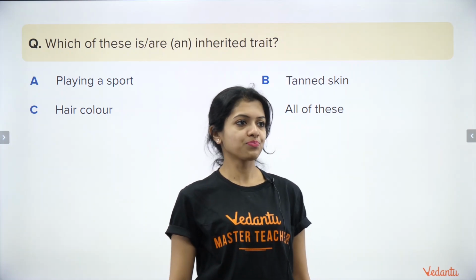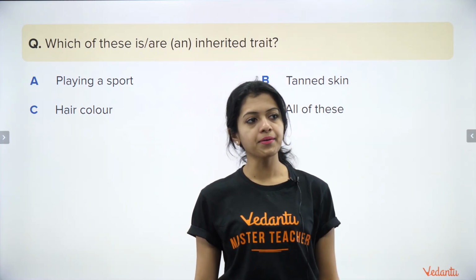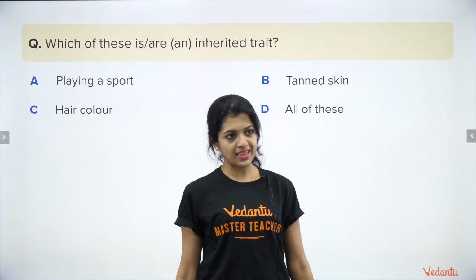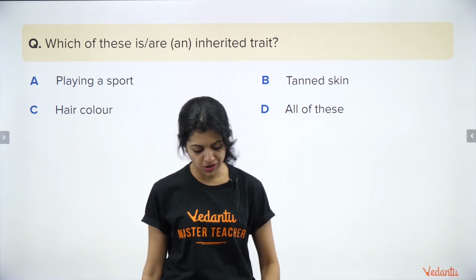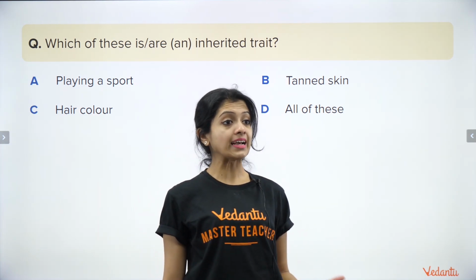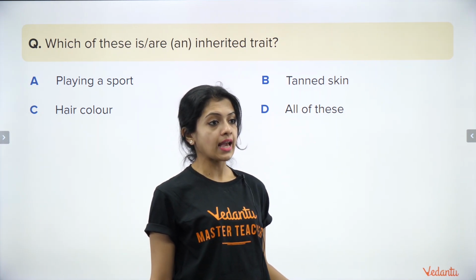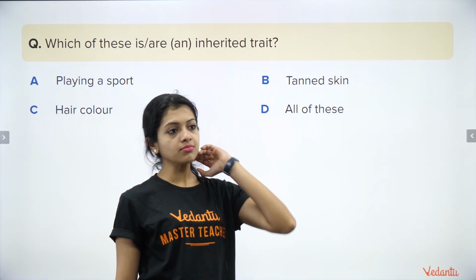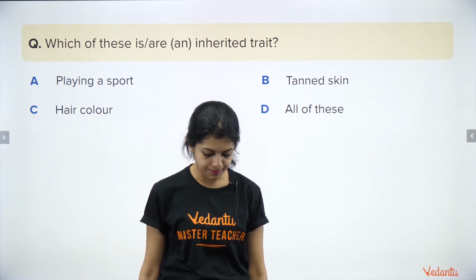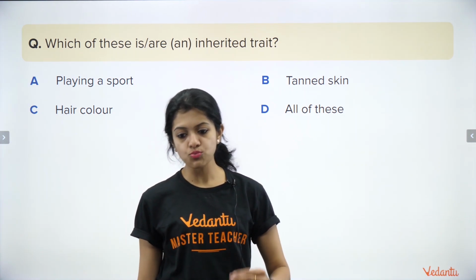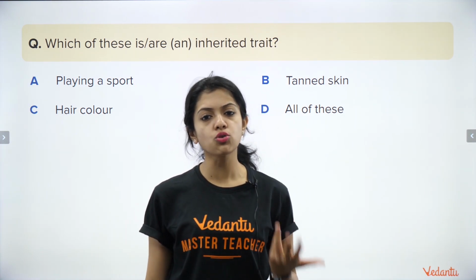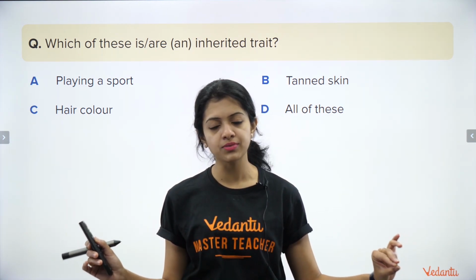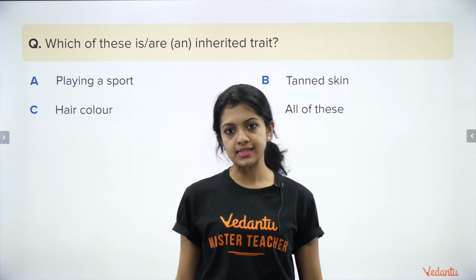Now, which of these is or are inherited traits? Is it playing a sport? Is it tanned skin? Is it hair color? Or do you think it's all of these? Inherited traits. What are inherited traits and what are acquired traits? You must know the difference between those two. If you have understood the gist of Lamarckism, you will certainly get this idea correctly.